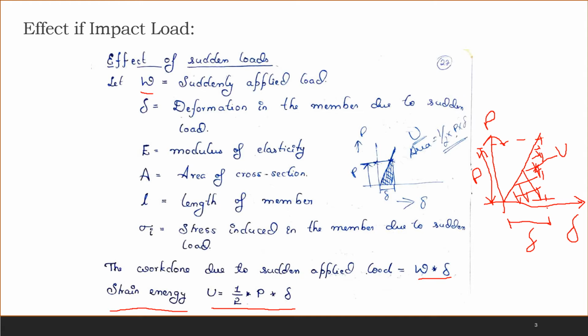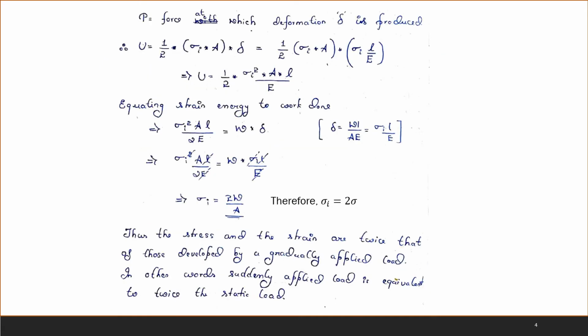All right, so let's move on to the next slide. Here I have explained what P is. P is the force at which deformation delta is produced. So strain energy is half into base into height, which was half into delta into P. Now, P is the force.